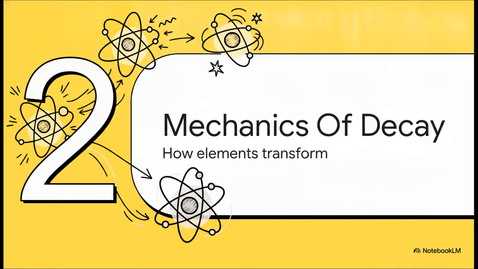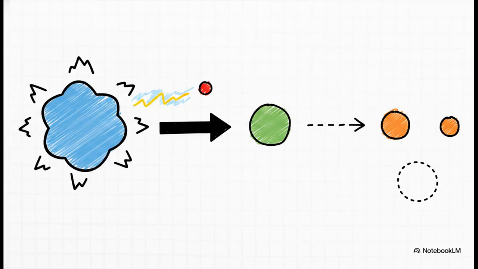Moving right along to Section 2, the mechanics of radioactive decay. This is the part where chemistry feels a little bit like ancient alchemy. You see, when a radioactive element emits that radiation, it doesn't just lose energy. It actually undergoes a fundamental identity change. It transforms into an entirely new element. We call this process radioactive decay. And honestly, the craziest part? That brand new element might also be unstable, which means the decay process just keeps right on going.